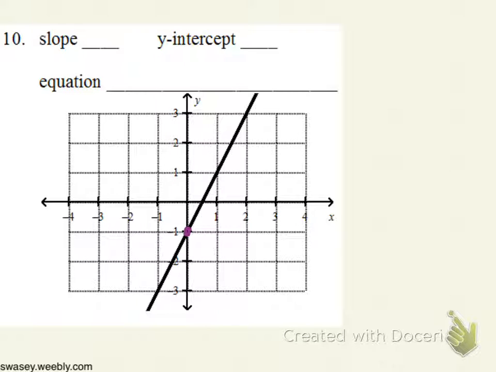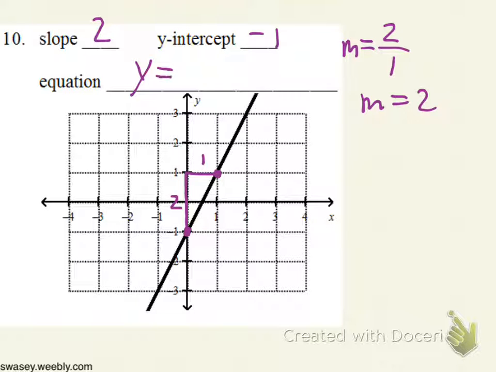Again, look at where it crosses the y-axis, that's your y-intercept. Find another point, do the slope, rise 2, run 1, 2 over 1 is 2. So our slope is 2, y-intercept is -1, y equals mx plus b, y equals 2x plus -1, or you could write -1.